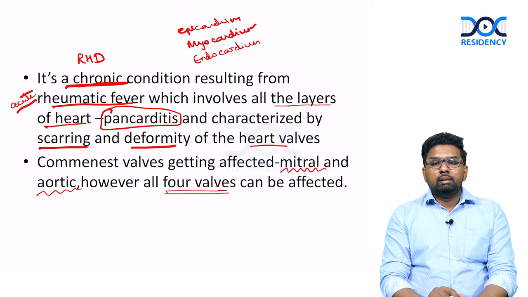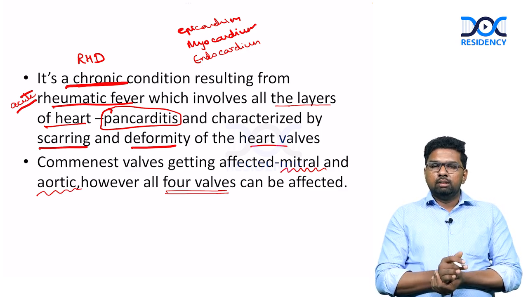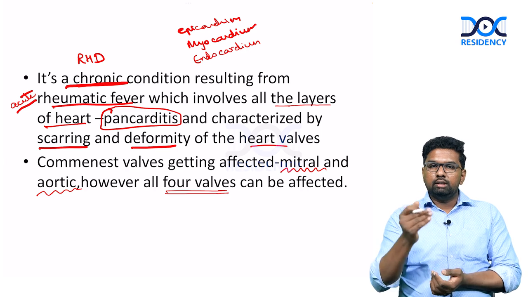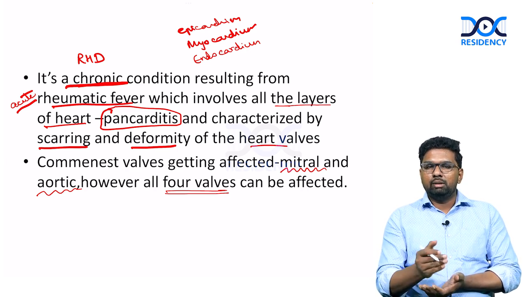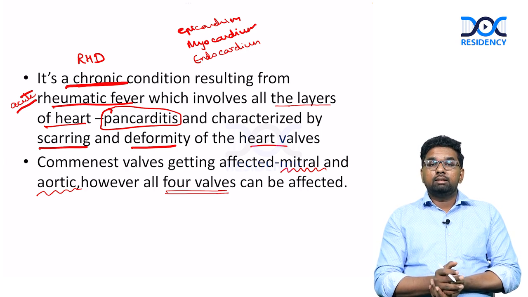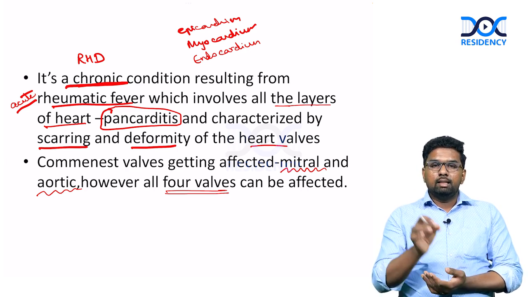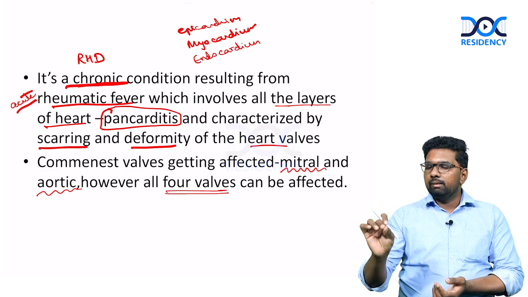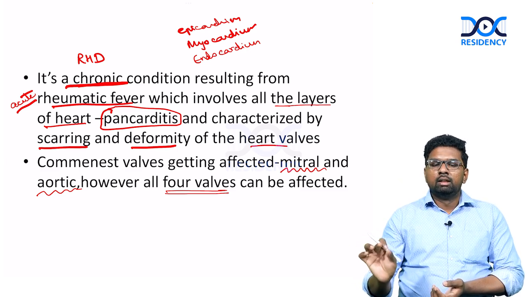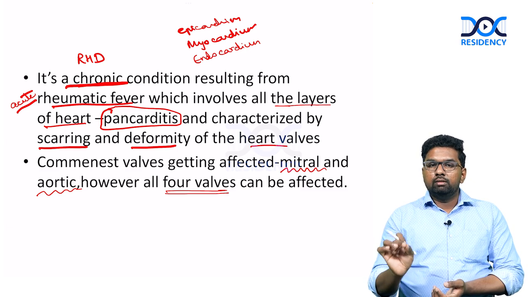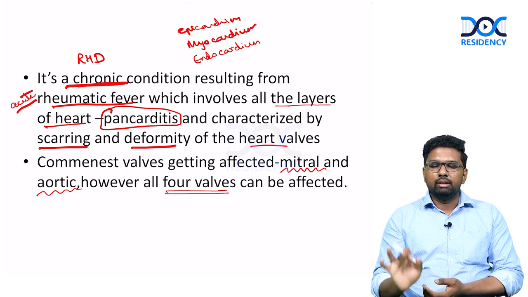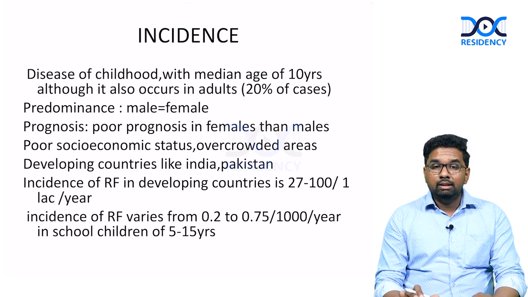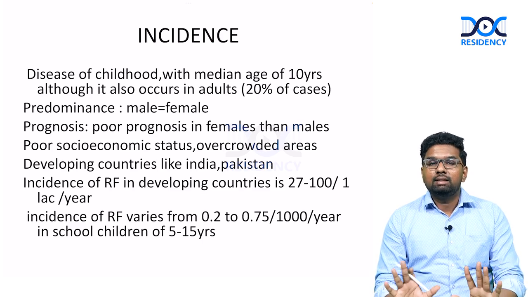Okay, rheumatic heart disease involves all the three layers of the heart: epicardium, myocardium, and endocardium. This results in pancarditis. This can cause scarring and deformity of the valve, and this can also affect all the four valves. Of all the four, the most commonly affected are the mitral valve and the aortic valve. So this is about the introduction of rheumatic heart disease in an essay.